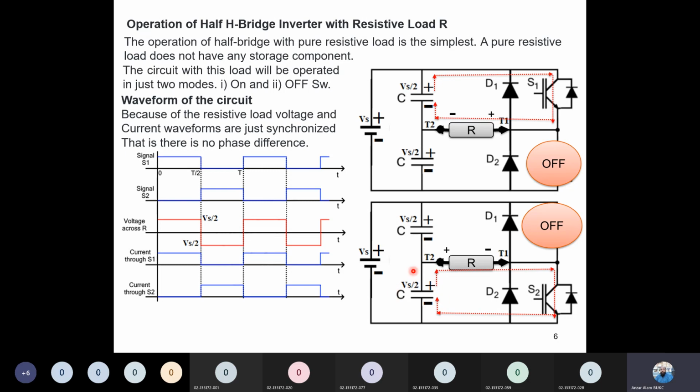This is the source of the supply. The current through S2 will always flow from plus to minus. So because of this, the current through the S2 will be positive. It will not be negative. Remember, these are the important points.